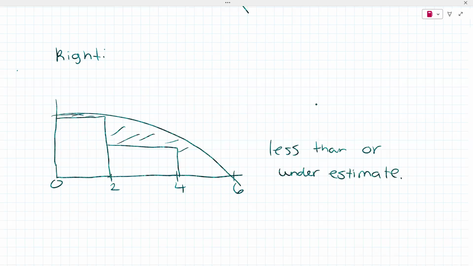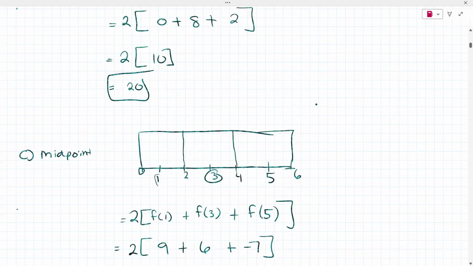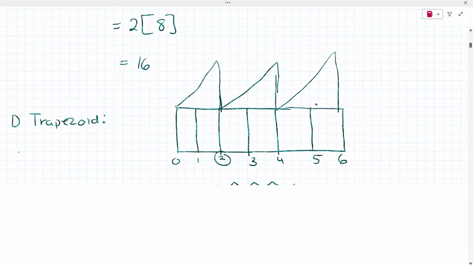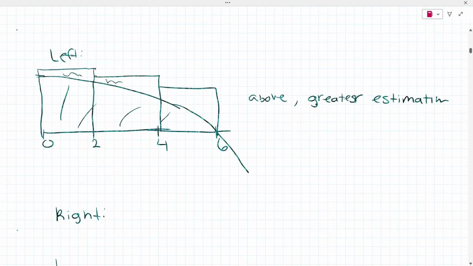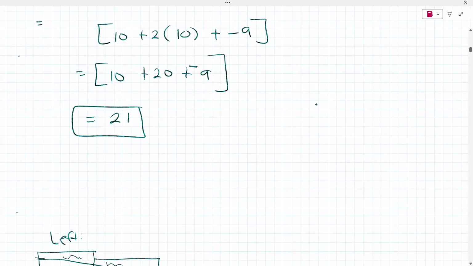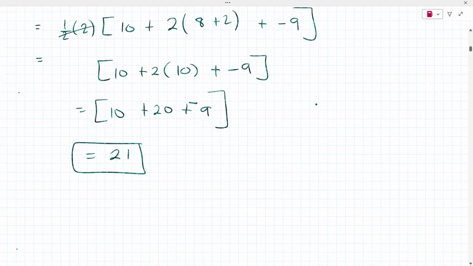Okay, so that was a review of Riemann sum. So with Riemann sums, you can do right, left, midpoint, and trapezoid. And we said that left, if you do the left side, it's a greater estimation. And if you do the right, it's most likely an underestimate. What would be the perfect one? I think it would be the trapezoid. I think that's more closely to exact.